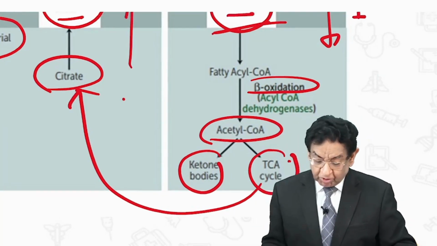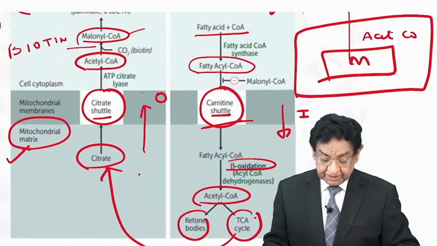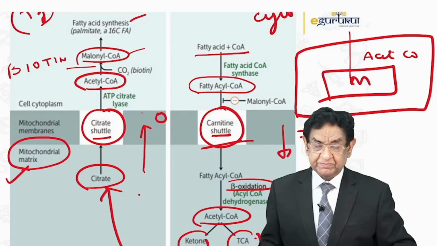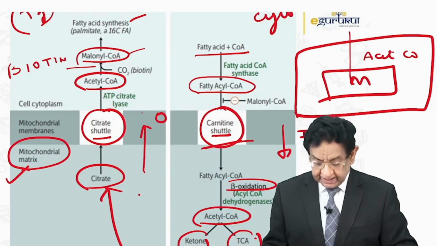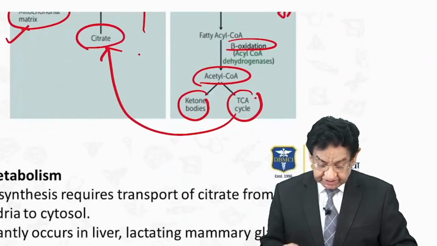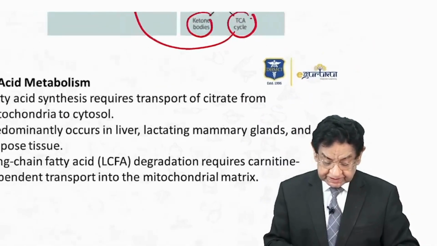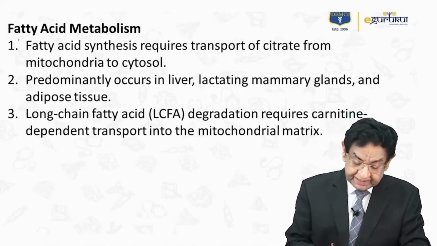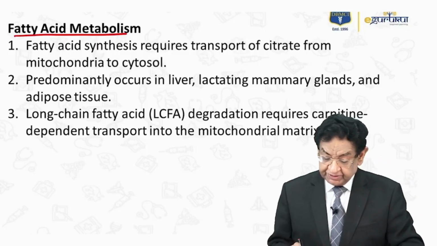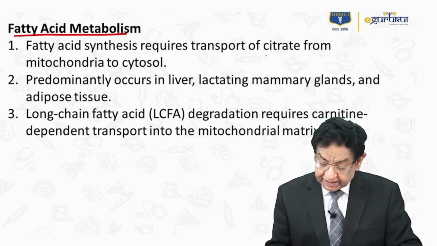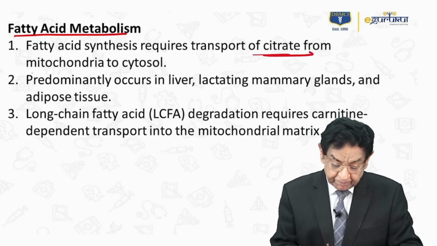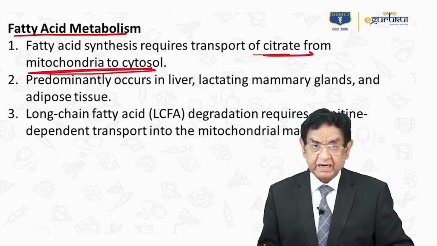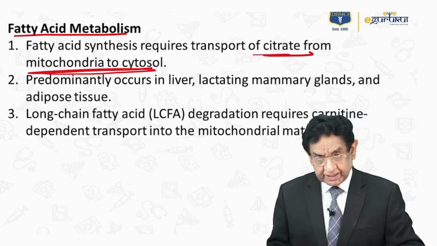So with this small background of metabolism, now these are all basic foundations which we'll be needing in the coming slides again and again. With this we move further. So this is a description of what I told you. You can write down. As I told you, fatty acid synthesis requires transport of citrate from mitochondria to cytosol. The point I mentioned to you, now I have written also. So if you want, you can write down.